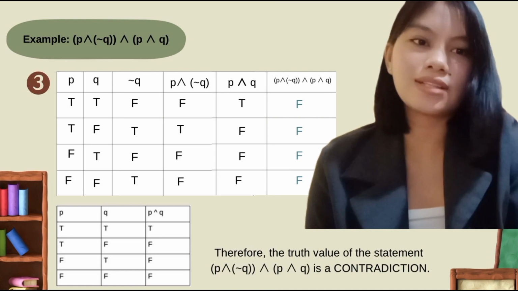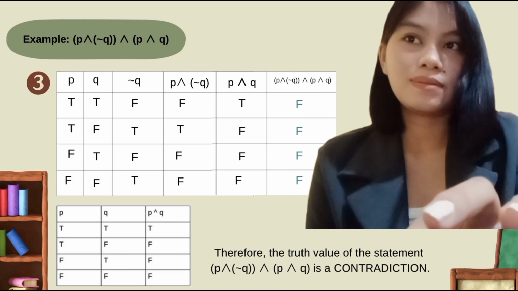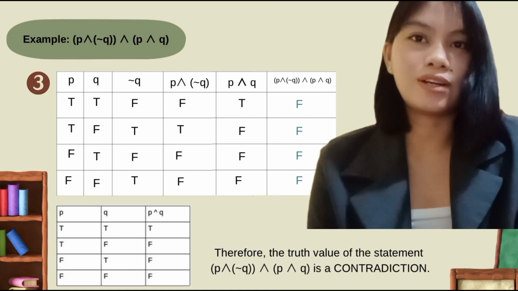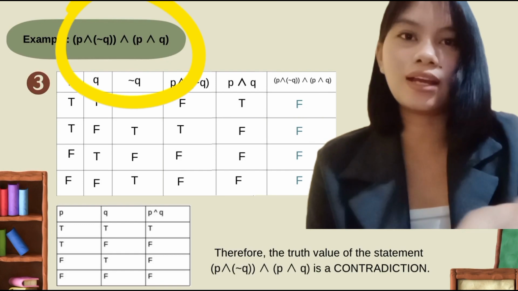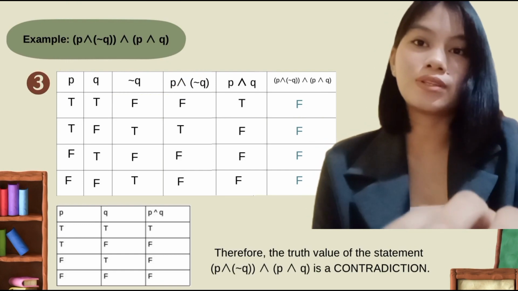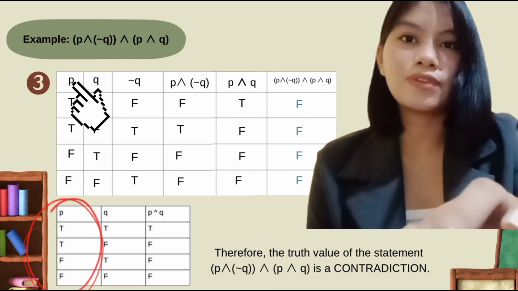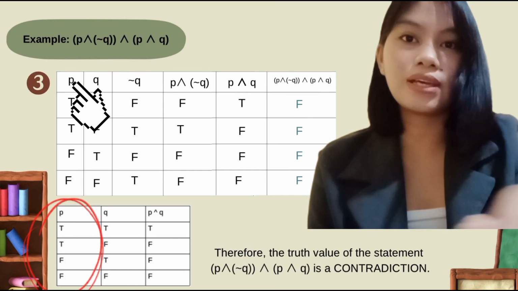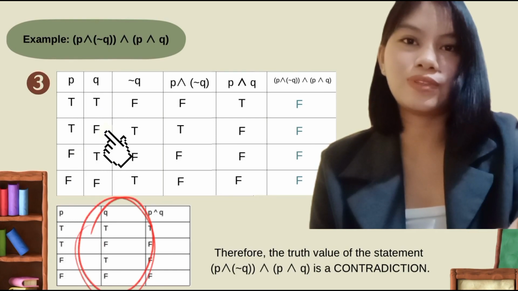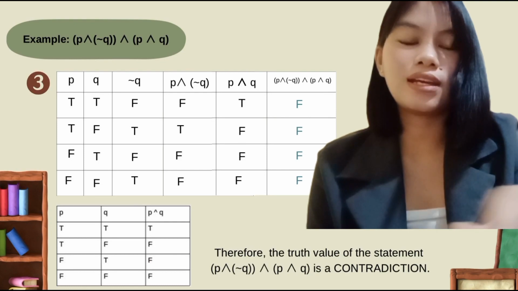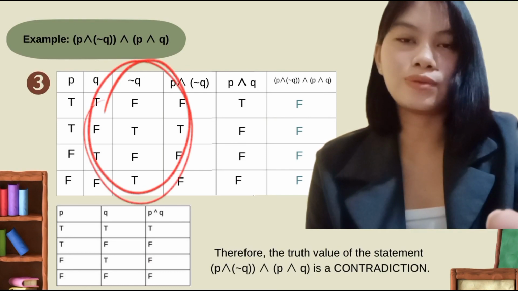For the third example, medyo mahaba-haba siya, pero sana masundan nyo pa rin. We have the P and not Q and P and Q. Dahil mahaba siya, kailangan natin siya ng 4 na columns. Same process. Yung first column ng letter P is true, true, false, false. Q is true, false, true, false. Negation ulit ng Q is false, true, false, true.